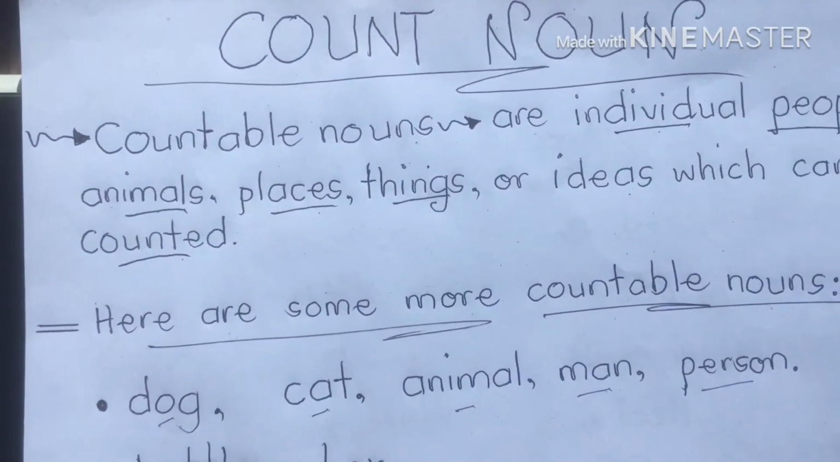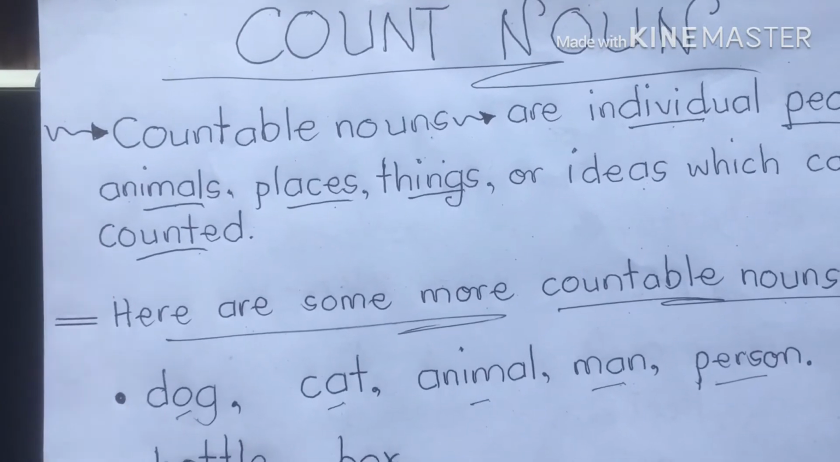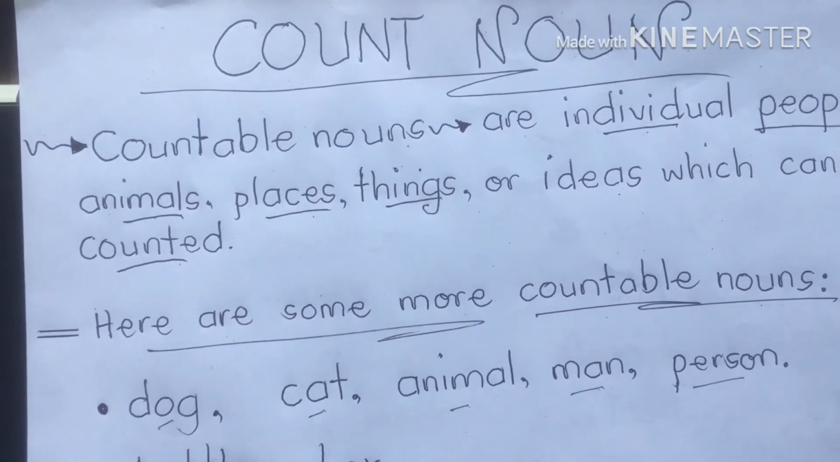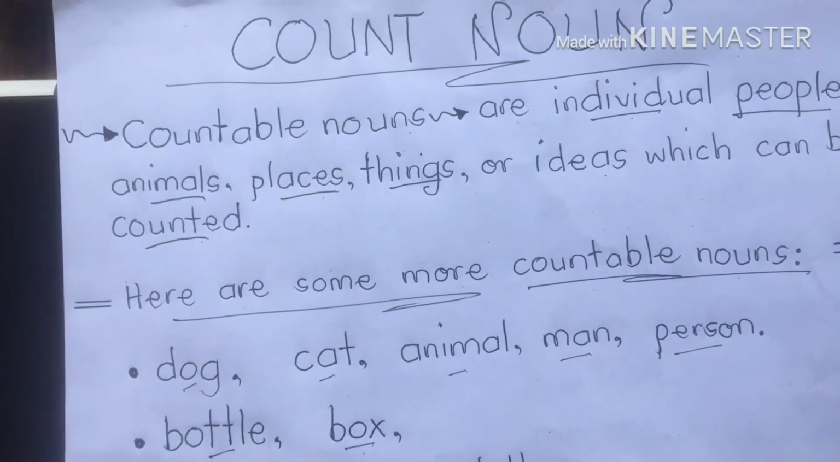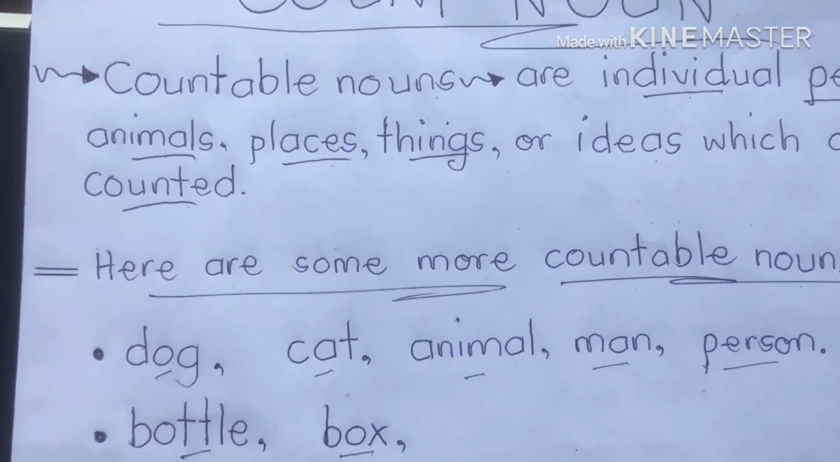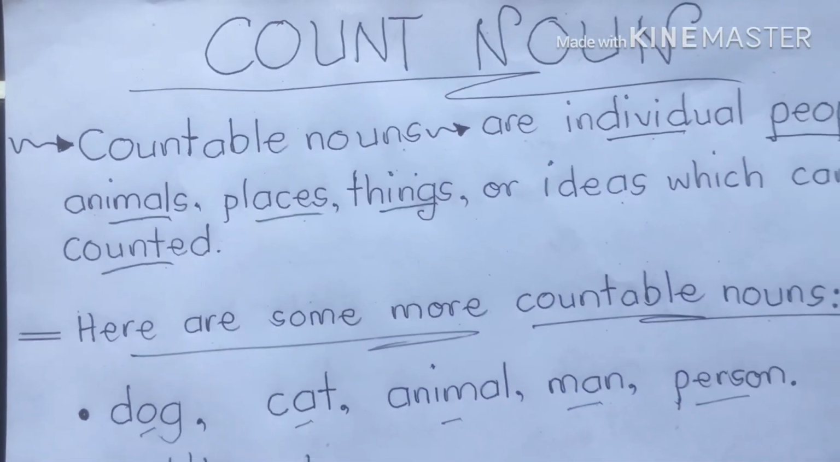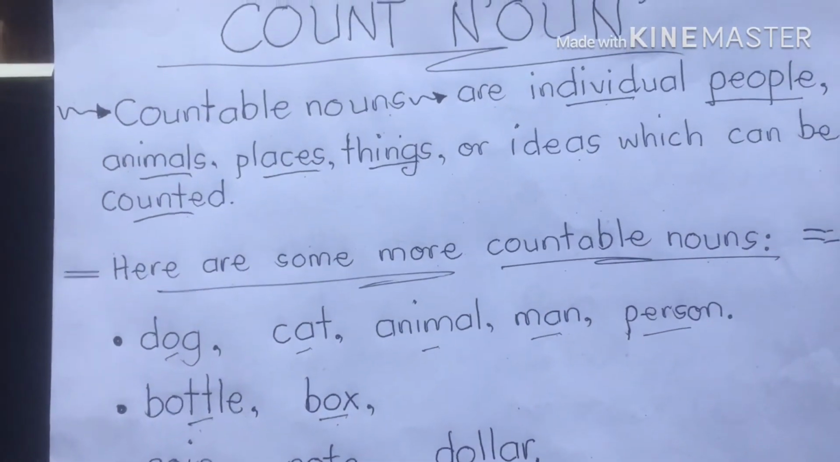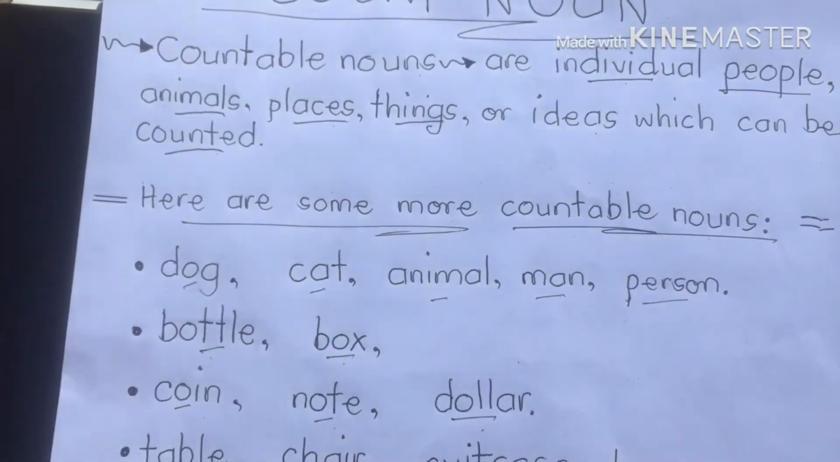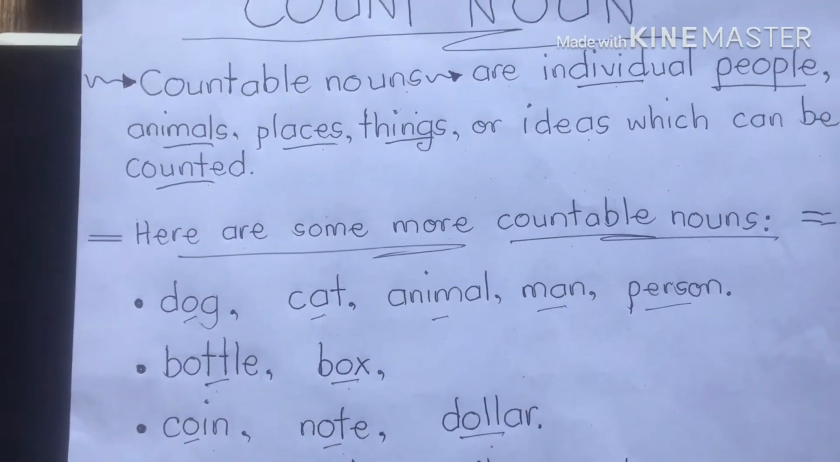Remember, class, in doing this kind of activity, you are going to think about what the definition of countable nouns is. Again, count nouns are things that we can count. Countable nouns refer to individual people, animals, places, things, or ideas which can be counted.